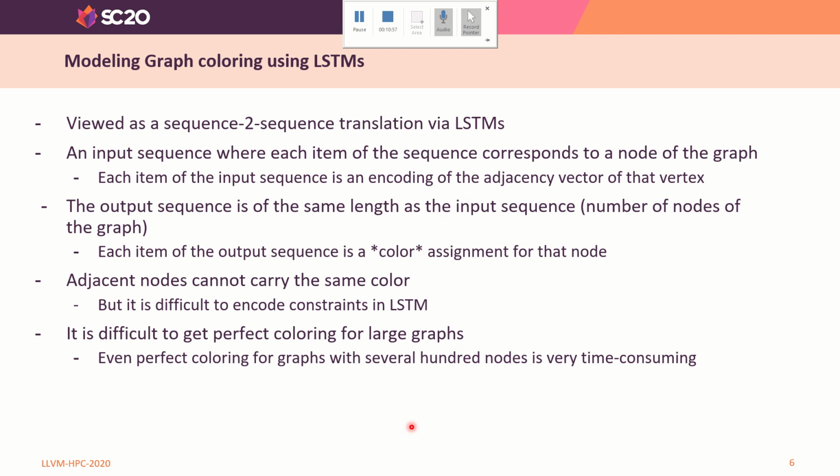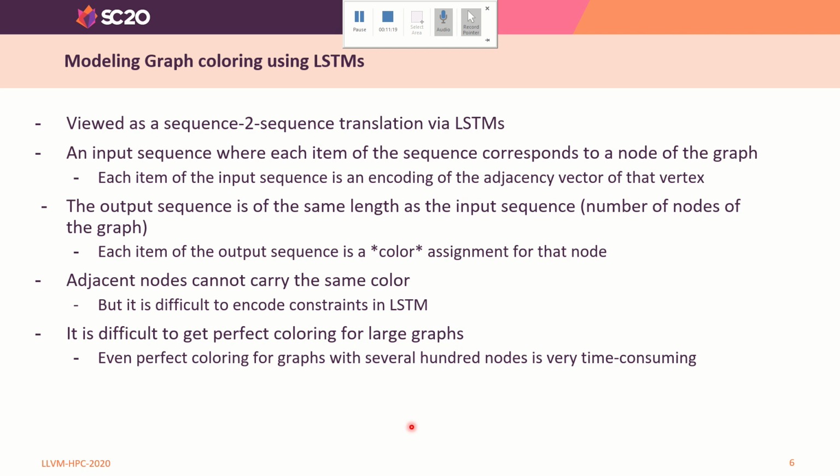The other point is we need to train this model using a large number of graphs. In order to train this model using a large number of graphs, we currently use random graphs, and we try to perfectly color these random graphs using a perfect coloring technique.